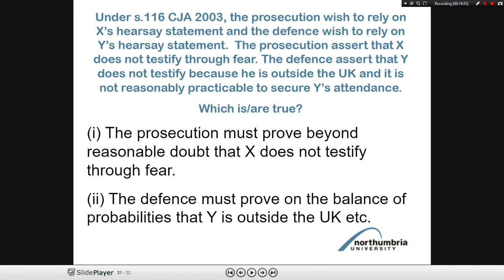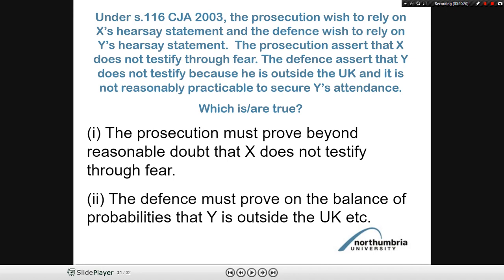And under section 116 CJA 2003, the prosecution wishes to rely on X's hearsay statement and the defense wishes to rely on Y's hearsay statement. The prosecution asserts that X does not testify through fear. The defense asserts that Y does not testify because he is outside the UK and it is not reasonably practicable to secure Y's attendance. So which is true?